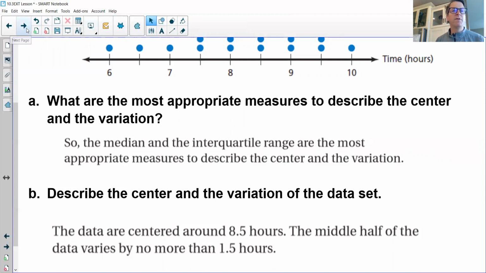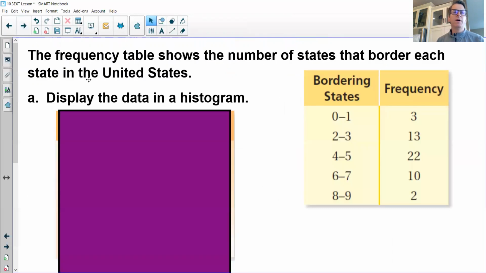Okay, and the last example of this lesson has to do with a frequency table that's given to us. On this frequency table, you've got bordering states and a frequency. Basically, this frequency table shows the number of states that border each state in the United States. So if you have bordering states, 0 to 1, there's 3 times that takes place. 2 to 3, it's 13 times. 4 to 5, 22 times. 6 to 7, 10 times. 8 to 9, 2 times.